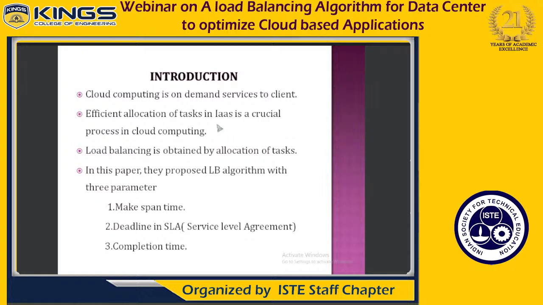So efficient allocation of tasks to the virtual machine is a crucial process in cloud computing, due to the limited number of resources or virtual machines. Usually the resource allocation in IaaS deals with balancing the resources provided to the client and balancing user requests to the server. So in this paper, they used a load balancing algorithm called the cloudlet scheduling time shared algorithm. This algorithm uses three parameters: makespan time, deadline in SLA, and completion time.